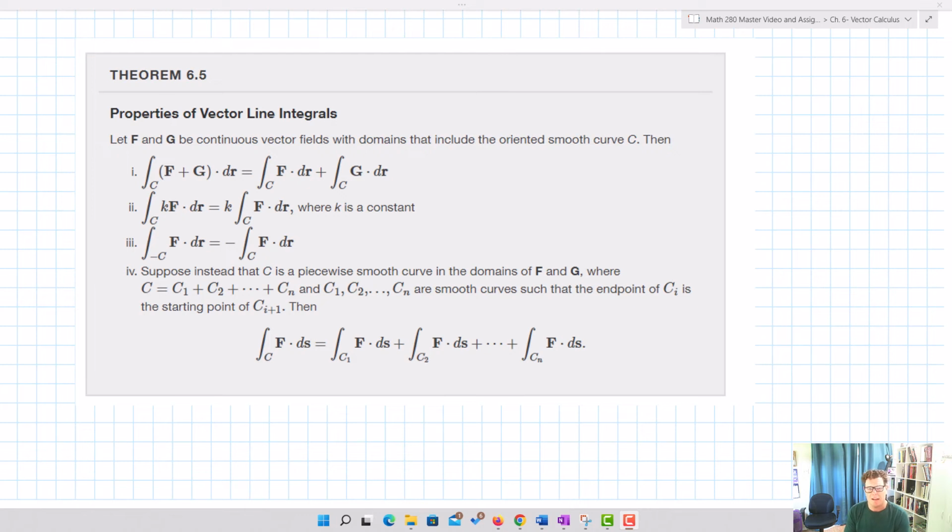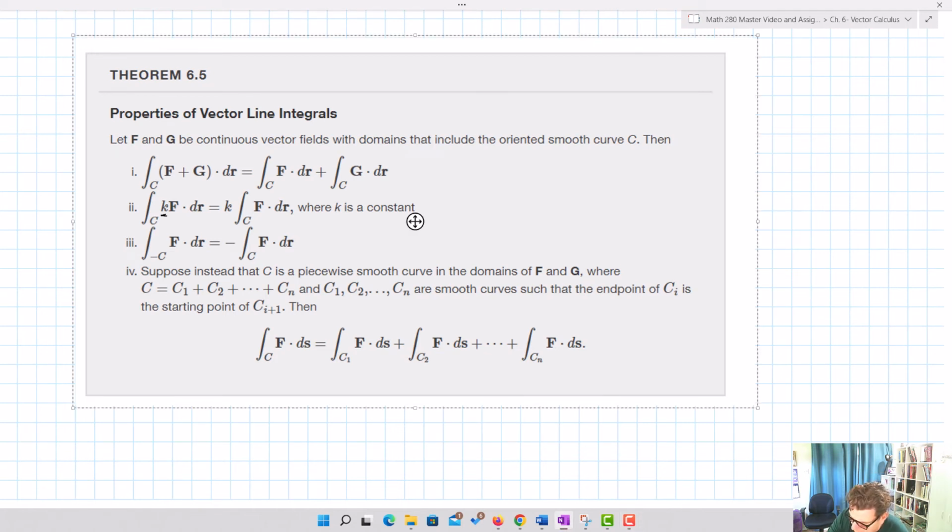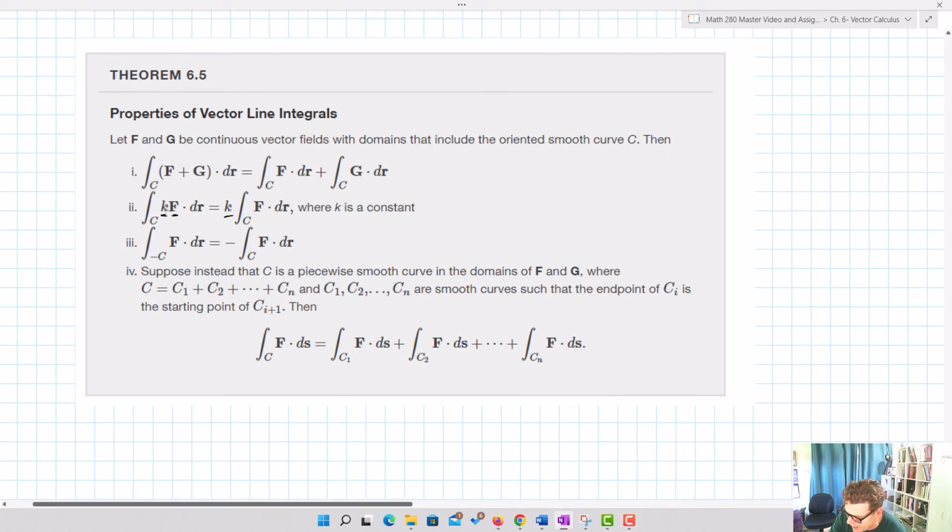We have a scalar multiplication property, basically, that says if you multiply the vector field by a scalar, you can factor out that scalar and then take the line integral. Kind of like a property of integration we've seen before. This next one is very, very important. And the next two are really important.